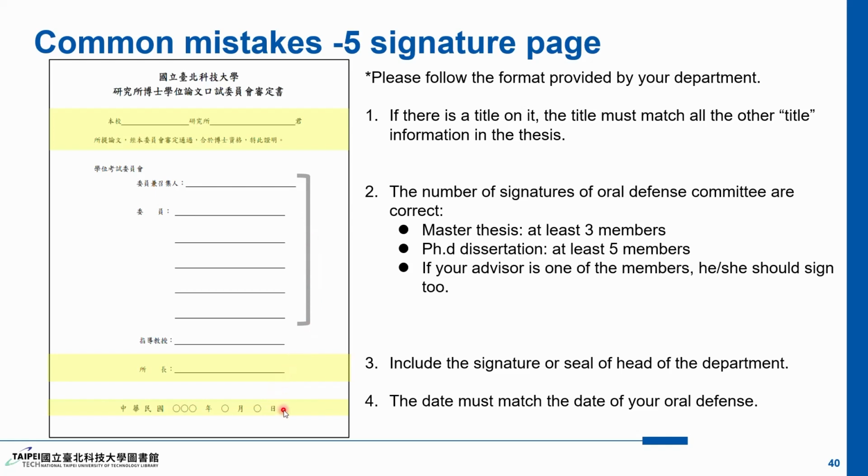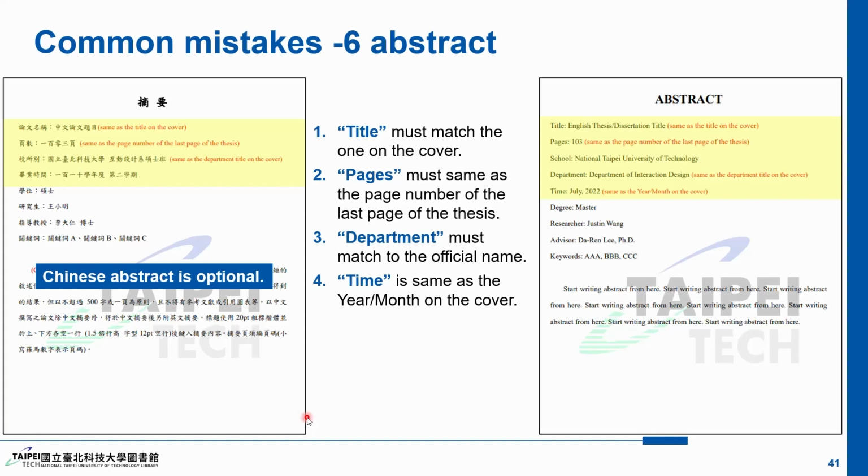In the abstract, some information is often overlooked. Make sure of the following things. Title must match the one on the cover. Pages must be the same as the page number of the last page of the thesis, not the total pages in this PDF file. Department must match the official name. I have a list on our library's website. Please check the list in advance. Time is the same as the year-month on the cover.